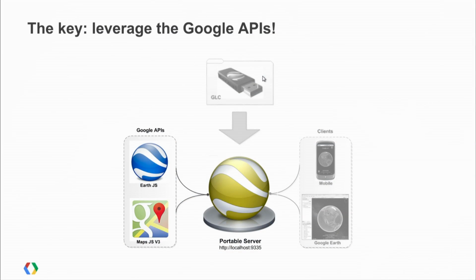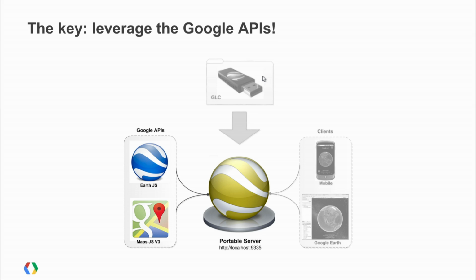Now, sure, you could launch the enterprise client or the mobile client that come out of the box with these products and view your globe that way, but where's the fun in that, right? You want to be able to build your own custom applications that are targeted for your specific use case and environment. So how do you do that? Well, the key is the Google APIs that you all know and love, namely the Google Maps API and the Google Earth JavaScript API.